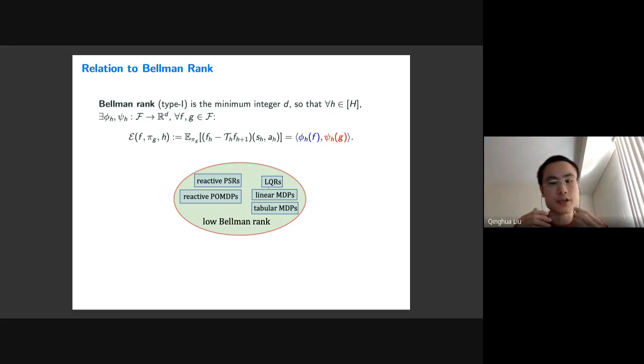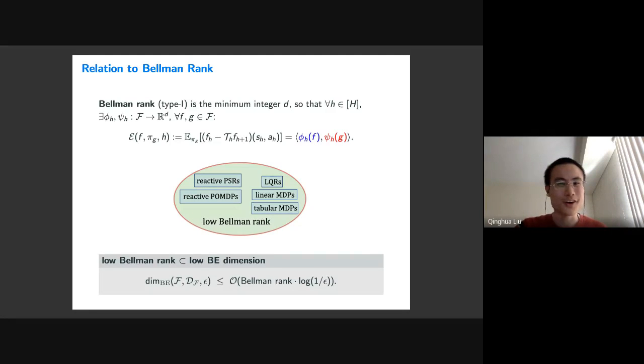And in our definition of Bellman Eluder Dimension, we also have type 1 and type 2. Yeah, the name is a little bit long. So essentially, we can deal with both cases. But for simplicity in this talk, I will only focus on the type 1 case.